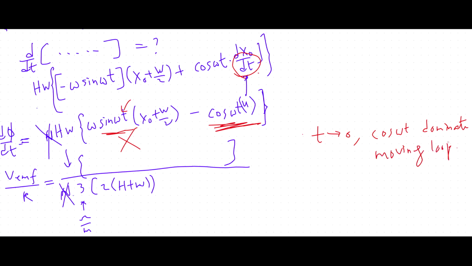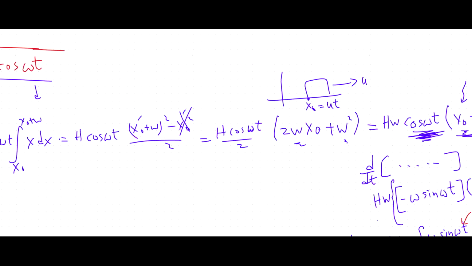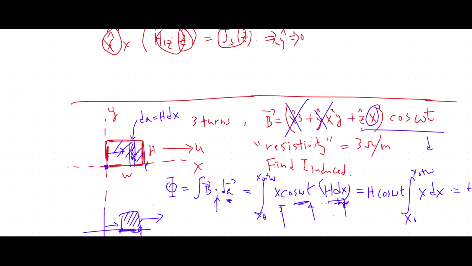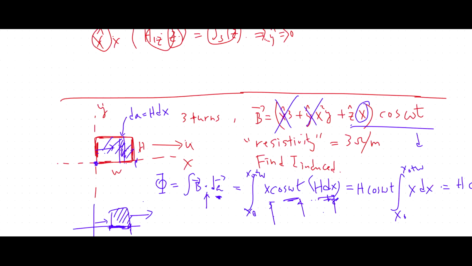Okay. Then you go to your picture here, your original picture. And look at our picture here. When t goes to 0, what is the direction of the magnetic field through this loop? The C components only. What is the direction? Is that pointing out or is that going in? It's pointing out because it's plus Z, right?